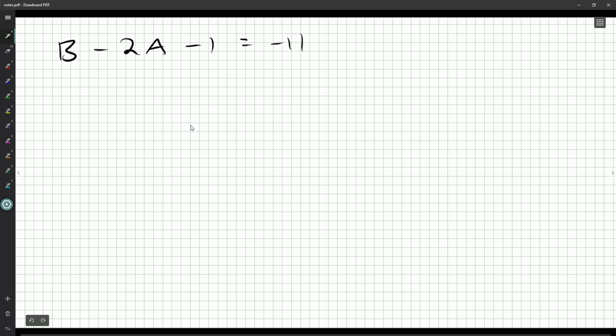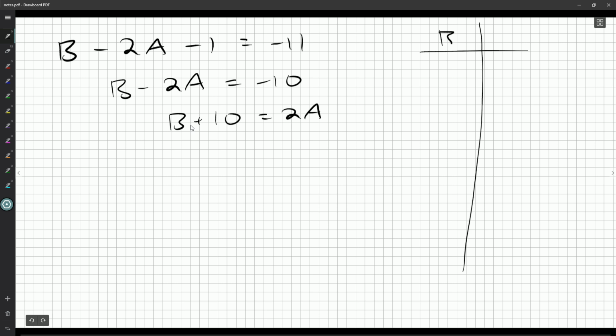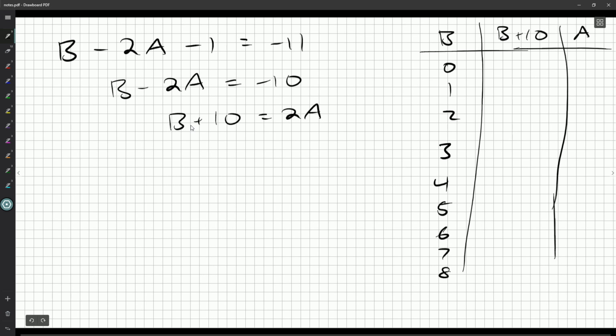Now if I add the 1 to both sides, B minus 2A is negative 10. B plus 10 is 2A. Okay? So B is a single digit, so B plus 10 has to be somewhere between 10 and 19. And then dividing, we would need to get A. You need to divide by 2 to get A. So 0, 1, 2, 3, 4, 5, 6, 7, 8, 9, so 10, 11, 12.